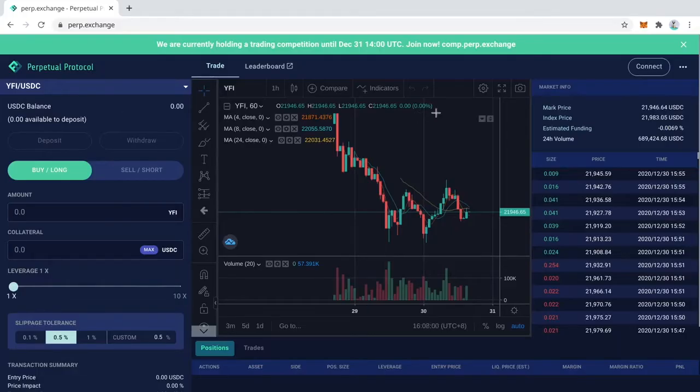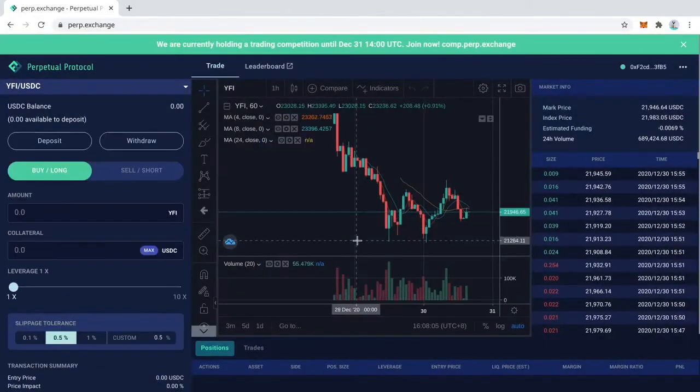How to trade on Perpetual Protocol. The first step will be to connect your wallet. Currently, only Metamask is supported. So right now, we've got no funds available for trading, but we do have $500 in our wallet, so let's go ahead and deposit here.